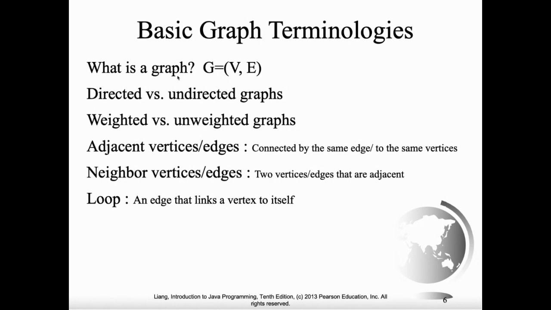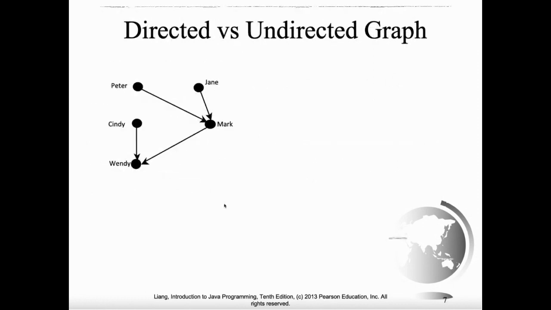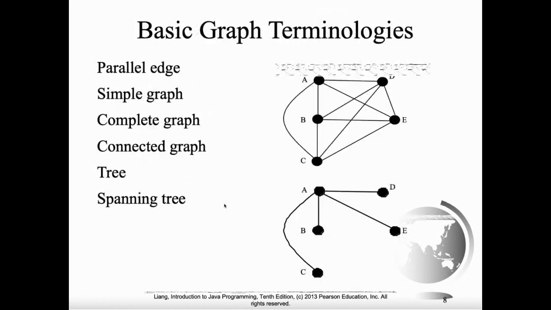Whenever we have a loop inside a graph, that means there is an edge that links a vertex to itself. So we can go from one node A and come back to node A again. Here is an example of a directed graph. As you can see, we have directions. We can go from Jane to Mark, or Peter to Mark, but we cannot go from Mark to Peter. From Mark, we can only go to Wendy.